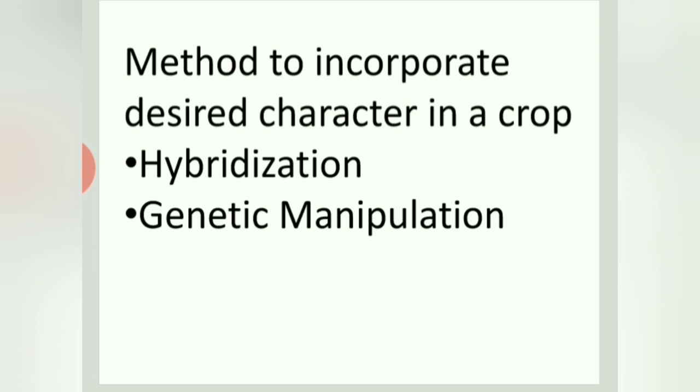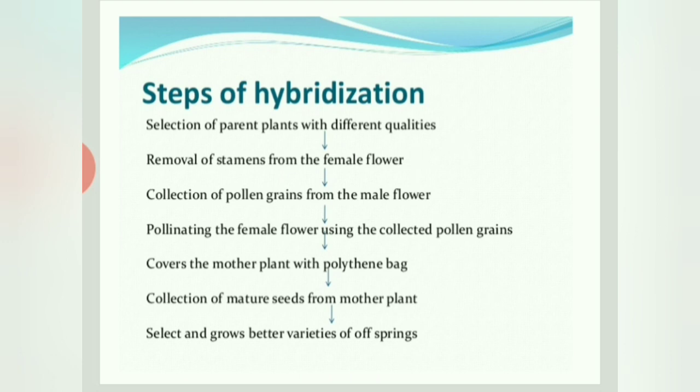So what are the methods which are used to incorporate a desired character in a crop? There are 2 important techniques which are necessary to incorporate the desired character in a crop. The 2 methods are hybridization and genetic manipulation. So you can see the steps of hybridization here. Selection of the parent plants with different qualities.